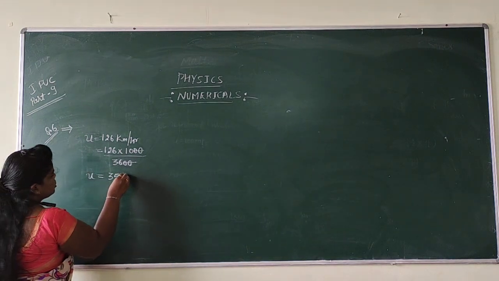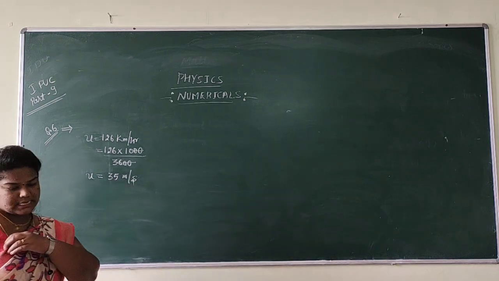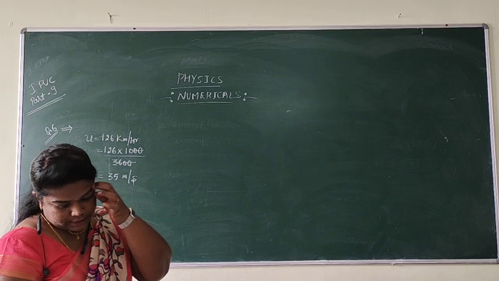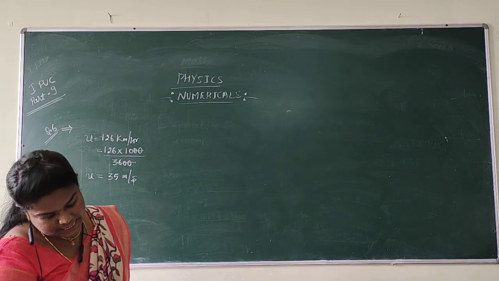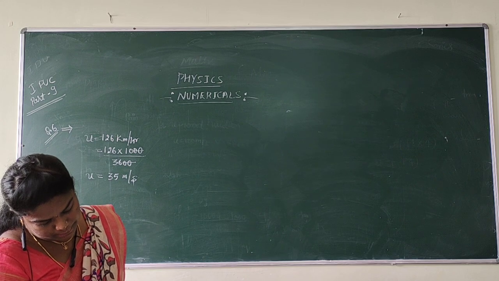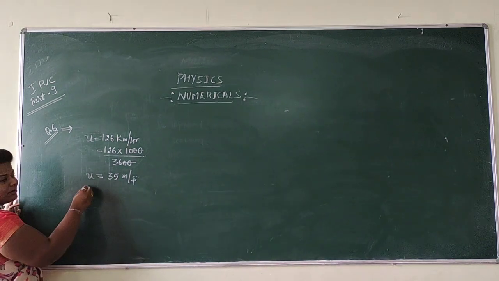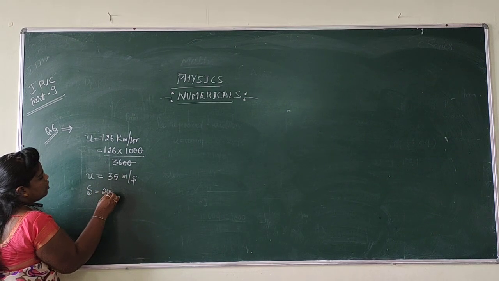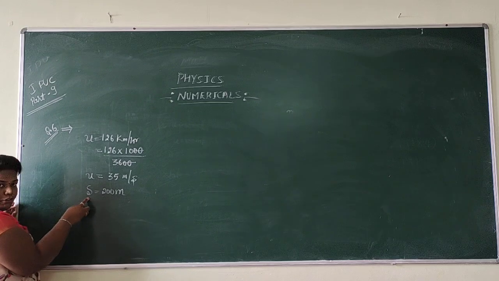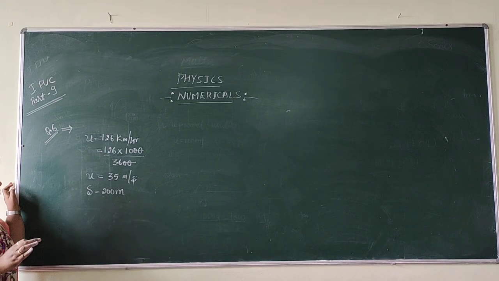You will get u is equal to 35 meter per second. Now let us continue the question. The car is brought to stop within a distance of 200 meter. So actually this car is brought to rest within a distance of 200 meter. It means after covering a distance of 200 meter, the car is brought to rest.